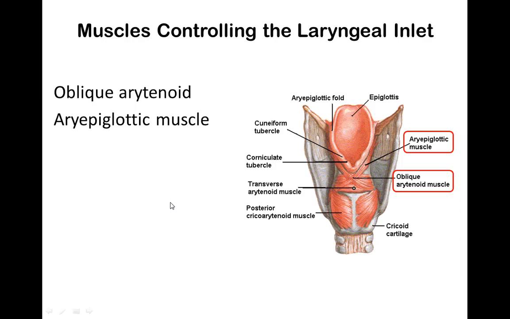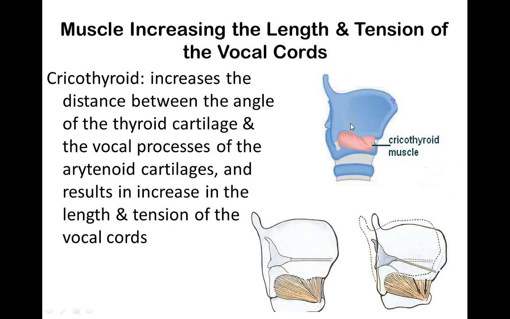We had two muscles controlling the laryngeal inlet: the oblique arytenoid muscle and the aryepiglottic muscle. Here it is controlling this laryngeal inlet. And here we have the cricothyroid muscle, which is here from the cricoid cartilage to the thyroid cartilage.